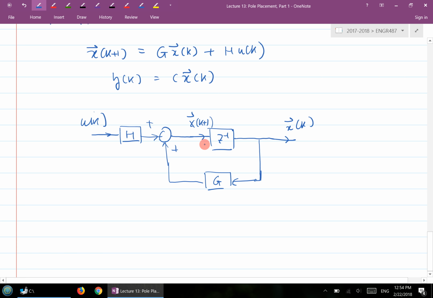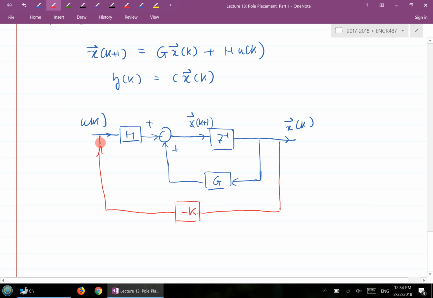So we wanted to somehow generate this control input to the system. How do we generate the control input? The control input can be generated by feeding back this output x of k. One simple way is this: you feed back this x of k, multiply it by a gain here as a negative feedback, and use that as your actual control input.